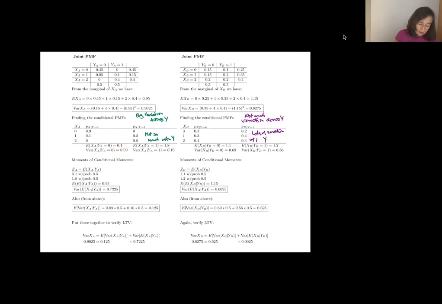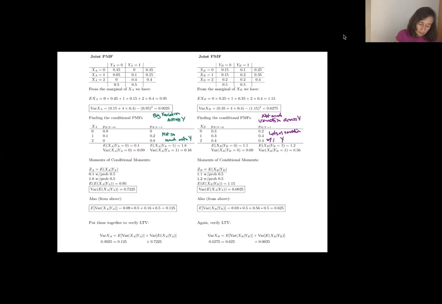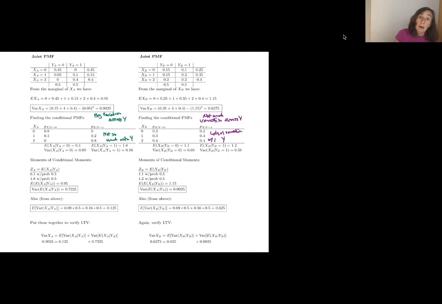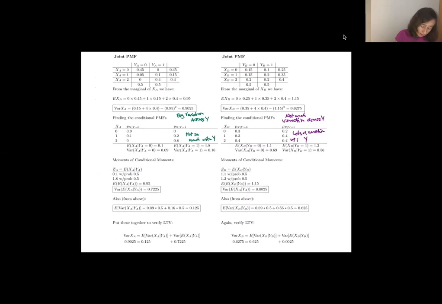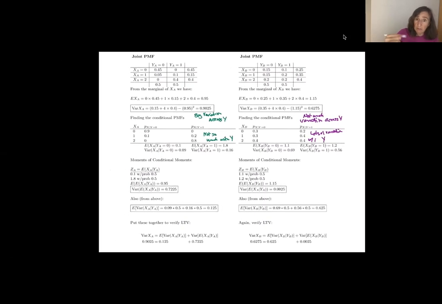So this is the kind of random variable we would say that A is where most of the variation is across values of y. This is one where it's within values of y. And so the rest of the calculations here are just meant to show you how that works out into those two terms on the right side of the law of total variance.